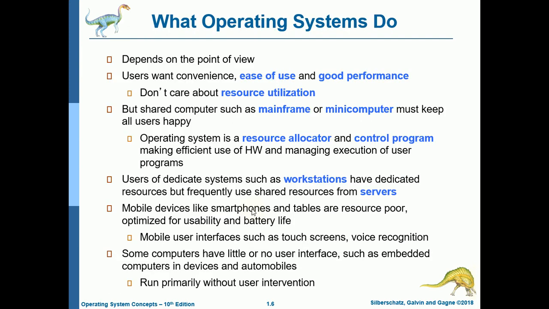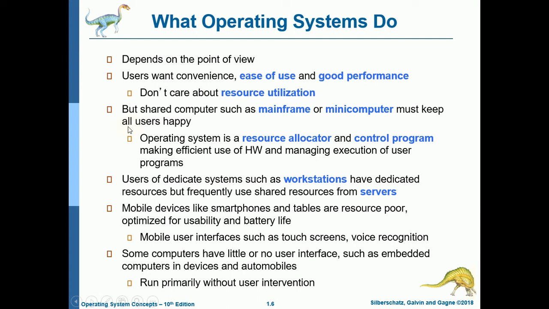So what do operating systems do? It depends on the point of view. For users, the expectation for the operating system is convenience: no hassles, no problems. And ease of use; it should be easily learned, and the interface should be intuitive. It should also have good performance, meaning there should be no system crash or system failure. Users don't care about resource utilization, because as long as the operating system is convenient and easy to use, they don't really care what happens in the background. Utilization is a background process.